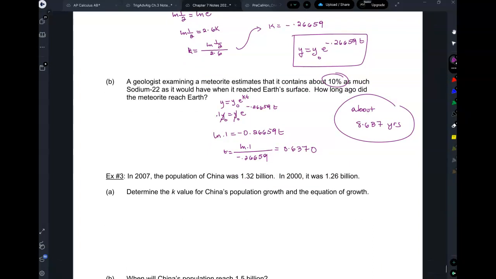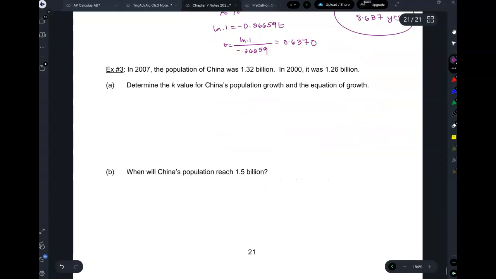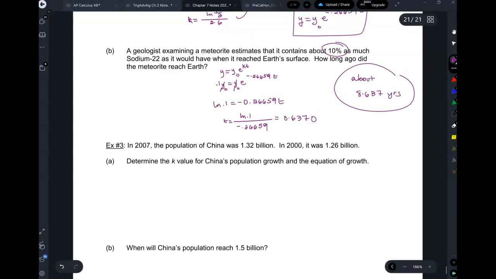I plugged this into my calculator. Okay, speaking of which, if you don't have your calculator on your desk, this is a good time to do that. Okay. Oh, is that 8? Mm-hmm.